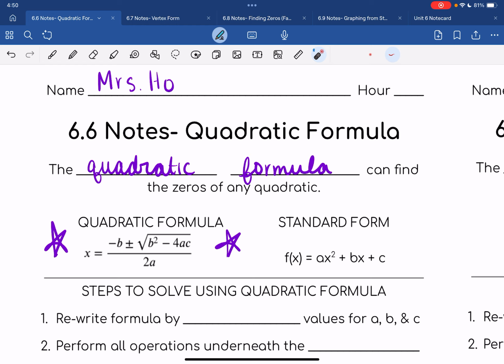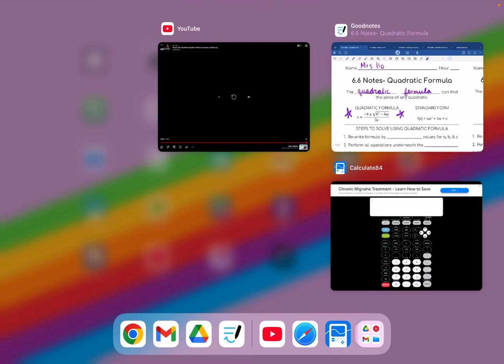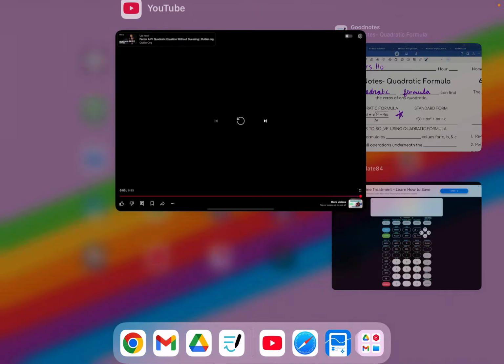As much as I would love to sing for you guys right now, no one wants to hear that. So I have a YouTube video of another teacher or someone on YouTube queued up so that they can sing for you. So this is the quadratic formula to the tune of Pop Goes the Weasel. Enjoy.